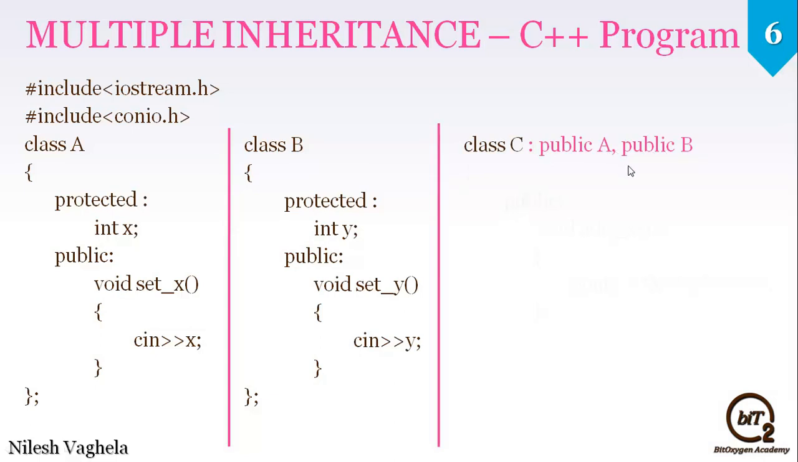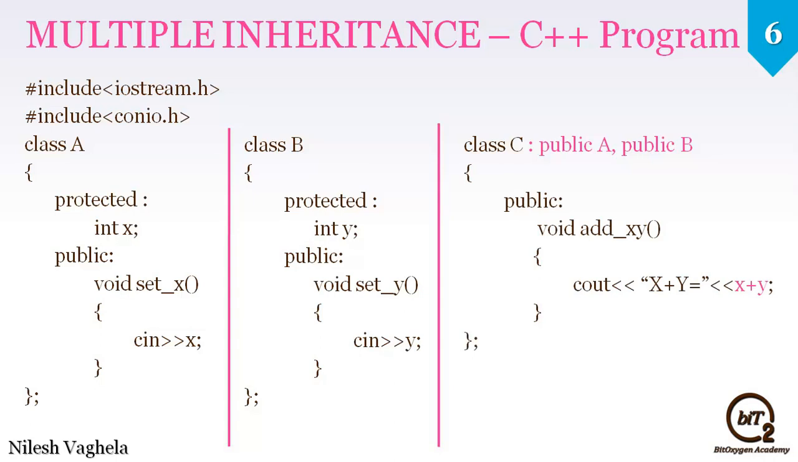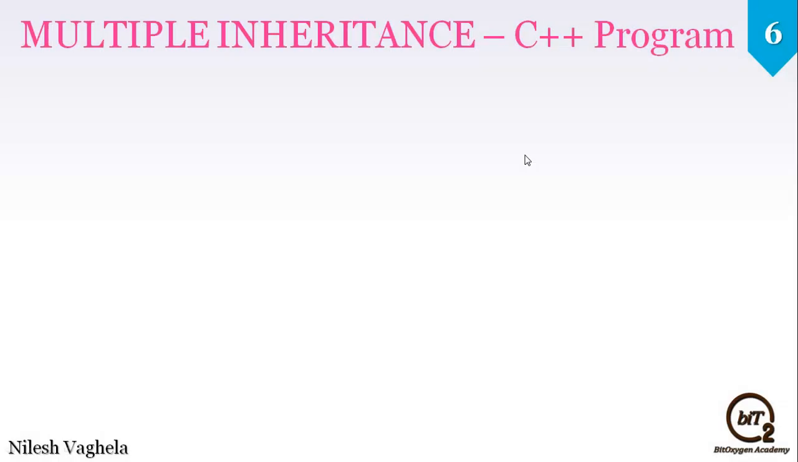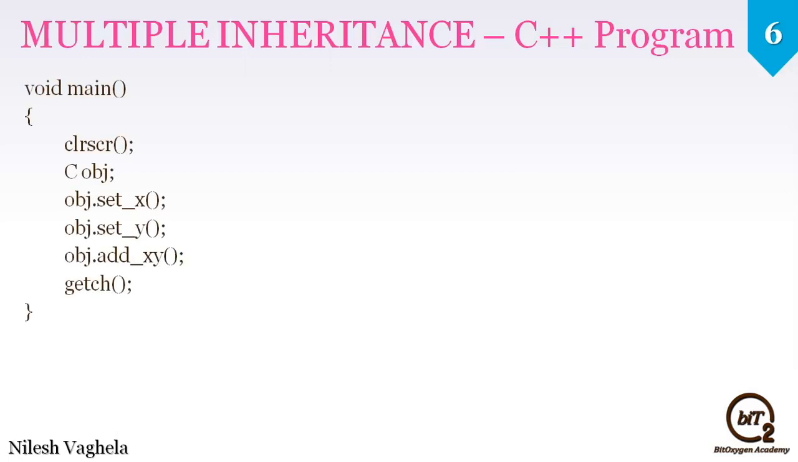And as discussed, our class C will have a function add_xy, which will perform the addition of x and y borrowed into class C. Now we will see our void main. We can also use int main as discussed earlier, and as we have discussed in single inheritance, we will always make the object of derived class. So class C's object is created over here.